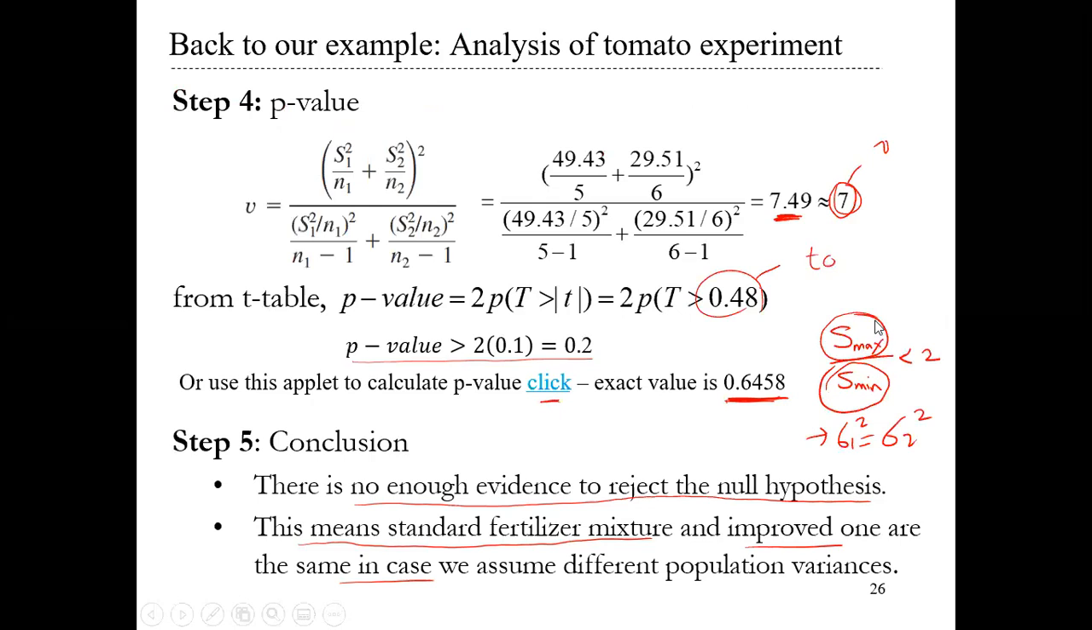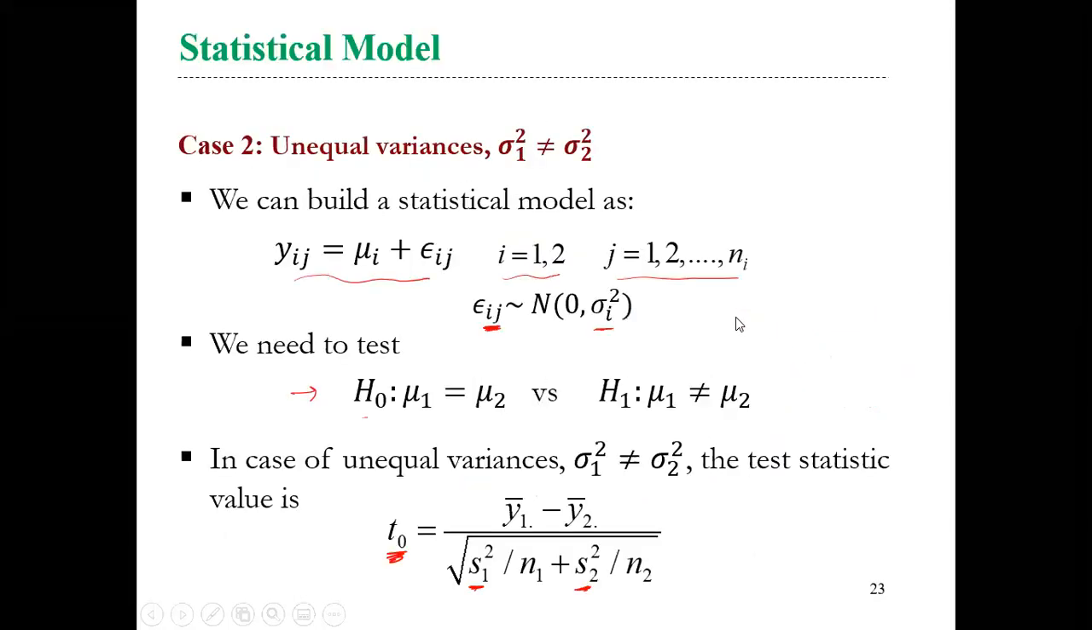S of maximum, the big standard deviation, divided by the small standard deviation. If this one is less than 2, you assume equal variances. If it is greater than 2, you assume non-equal variances. So, but this is a rule of thumb. You can also look at the box plot.